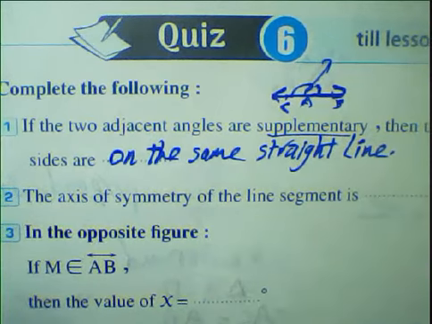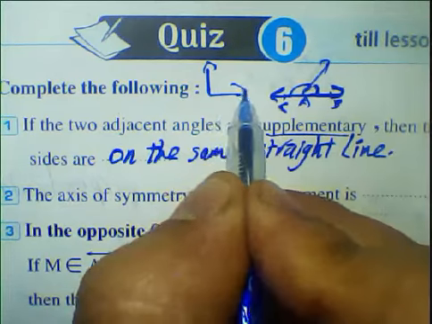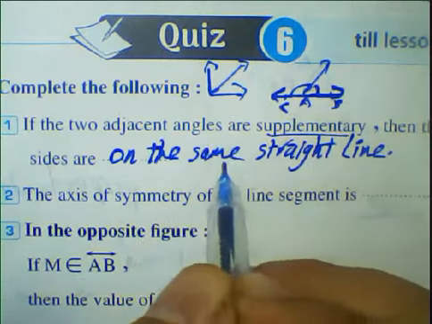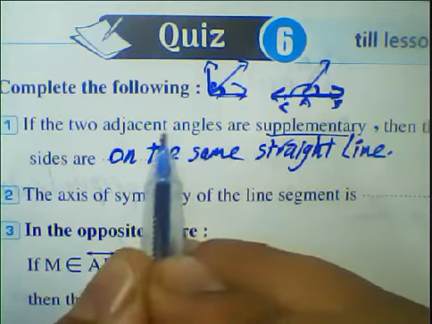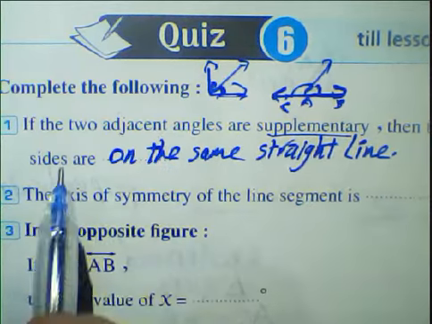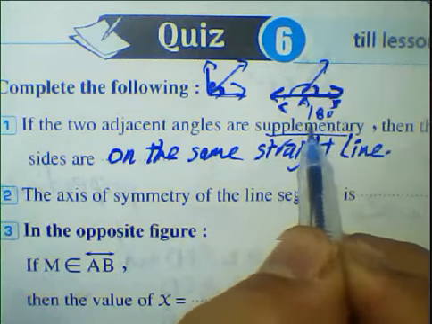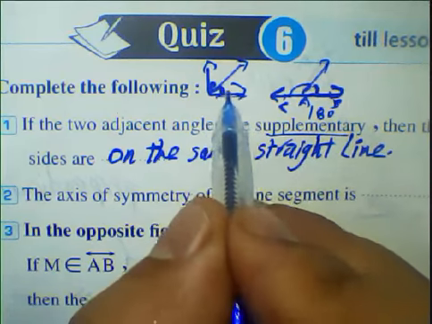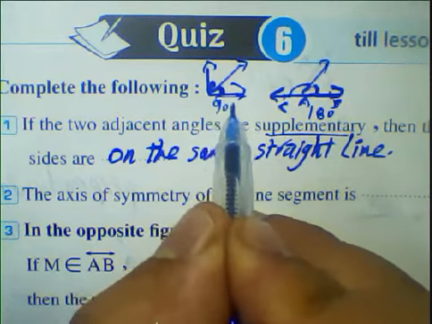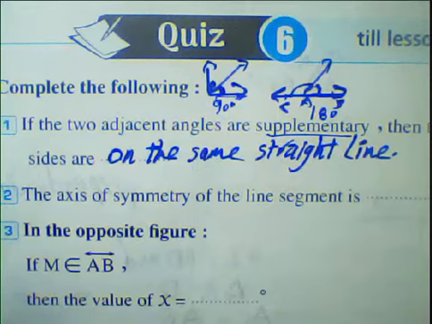But if he asked you about two adjacent complementary angles, their outer sides will be perpendicular. So in this example he asked about supplementary, meaning the sum of them equals 180. But if he asked about complementary angles, the sum of the adjacent angles will be 90 degrees and the outer sides will be perpendicular.